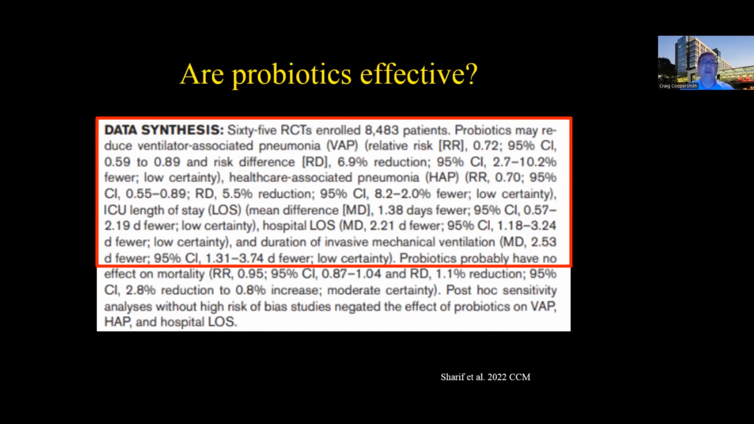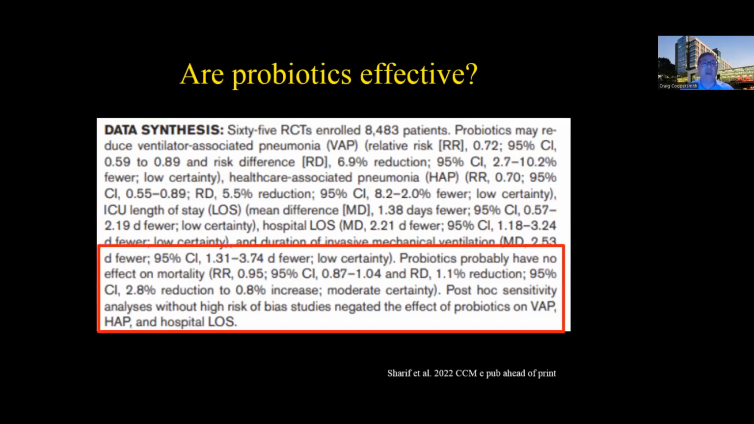And so what you see here is that probiotics may reduce ventilator-associated pneumonia, and you see the relative risk of 0.59 to 0.89 in a confidence interval, as you see. And at the same time, probiotics probably have no effect on mortality. You'll see the confidence interval crosses 1. And post-hoc sensitivity analysis without high risk of bias negated the effect on ventilator-associated pneumonia, hospital-acquired pneumonia, and hospital length of stay. And that's important. So again, all comers, it looks like there's a decrease in ventilator-associated pneumonia. But again, a post-hoc sensitivity analysis, taking out high risk of bias studies, actually takes away the effect.